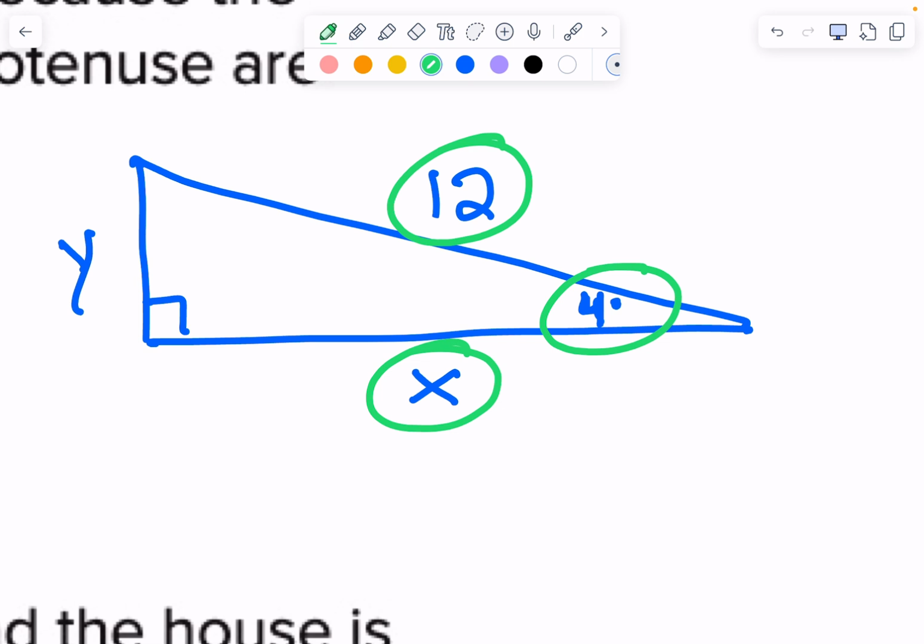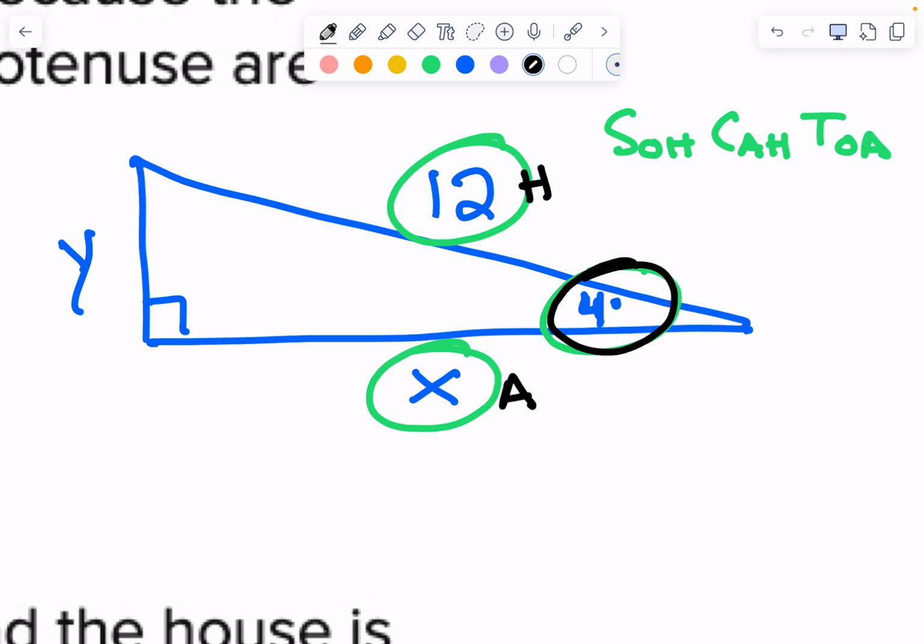We have to decide whether we're using sine, cosine, or tangent. It's not tangent. The 4 degrees is here. So, if I'm looking at this, what is x in relationship to 4? It's the adjacent side. What's 12? Hypotenuse. Which one uses A and H? Cosine. All right, so here's how I set this up.